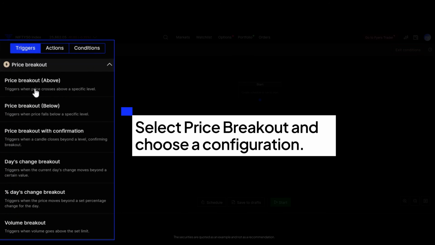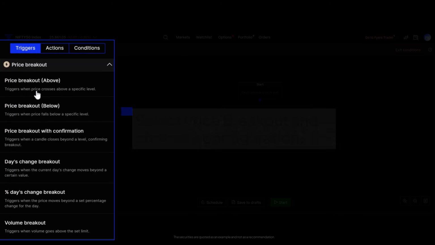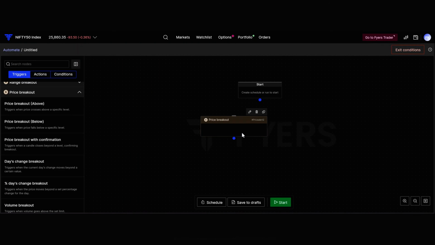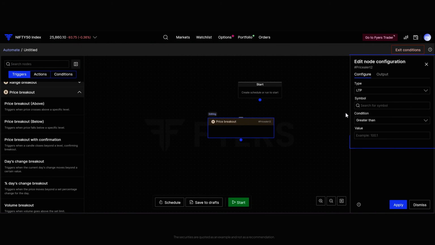These configurations are just variations of the Price Breakout node, similar to templates, which help us set up the Price Breakout quickly. We select a configuration, click on Edit, and review the available Price Breakout types. Types of Price Breakout triggers.